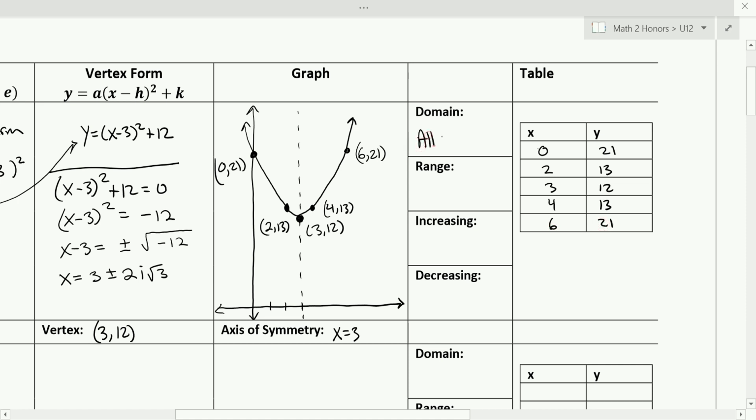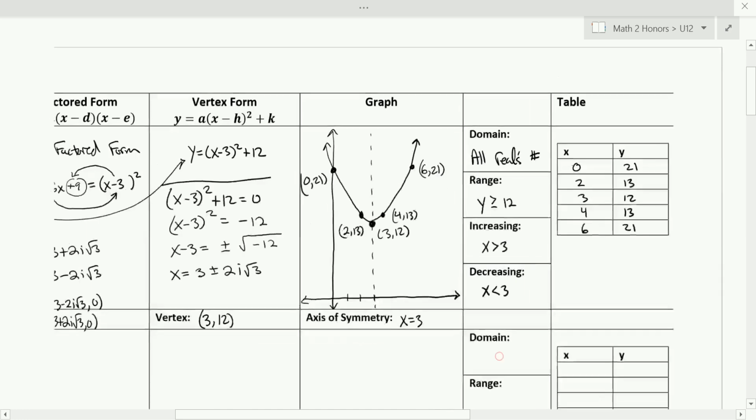Domain is all real numbers until we start to use a context. We're not using context yet. When we get to real world problems, we'll start to change that. The range, though, changes problem to problem here. Kaya, what's the range? Greater than or equal to 12. Okay, good. And then this graph is going to be increasing. Where, Tyler? Where's it increasing? Good. And decreasing when x is less than 3.